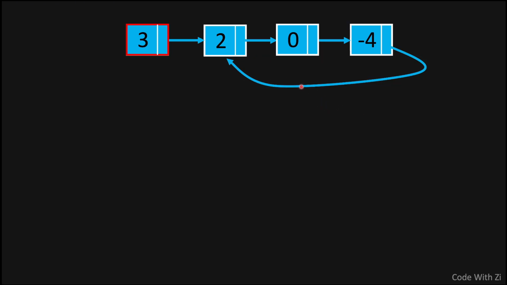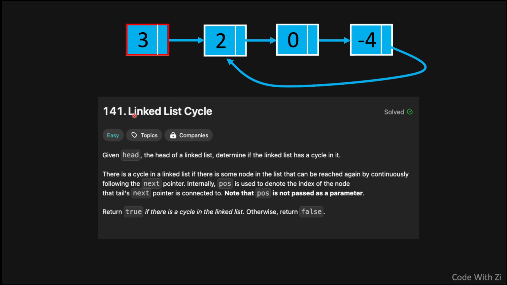In today's video, we have to see if we have a cycle in our linked list or not. Why? Well, because that's what LeetCode 141 Linked List Cycle is asking us to do. As you can see, it says, given head, the head of a linked list. So for example, this 3 that we have here is the head of our linked list. Determine if the linked list has a cycle in it or not.